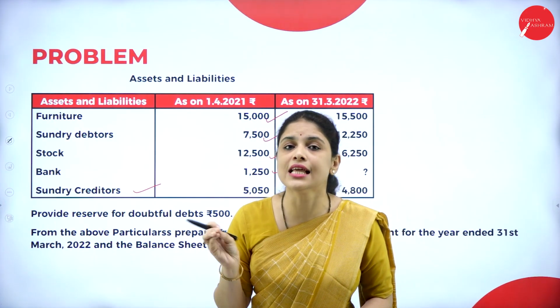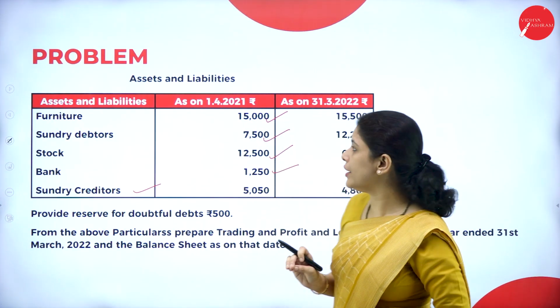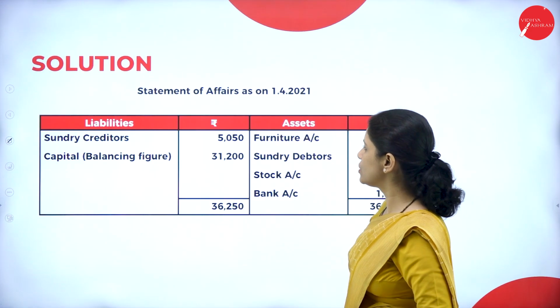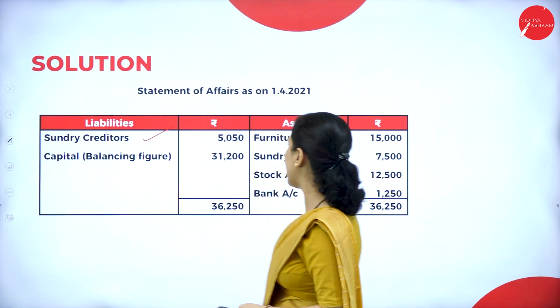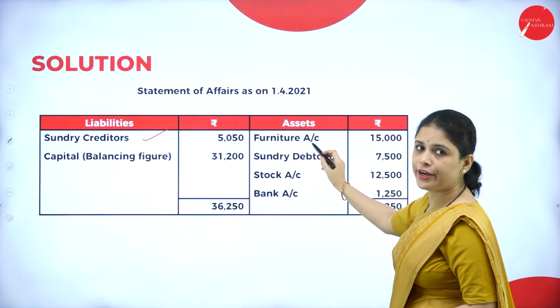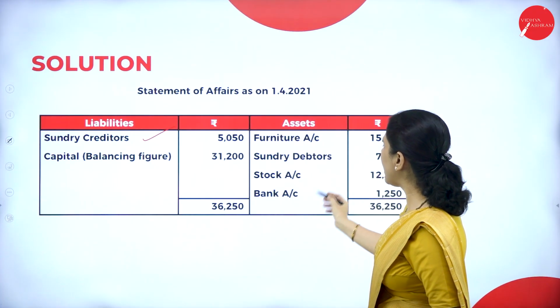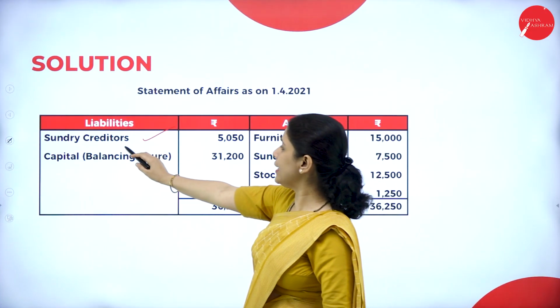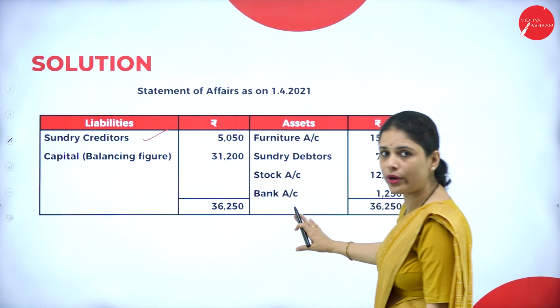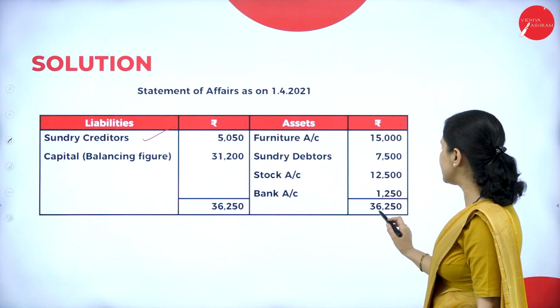Sundry creditor is a liability. So where will it go? It will go to the liability side. So here, sundry creditors. So we have written all the assets, the opening balance of furniture, sundry debtors, stock and bank. Next, we will write the sundry creditors. We will total it. How much will it come?